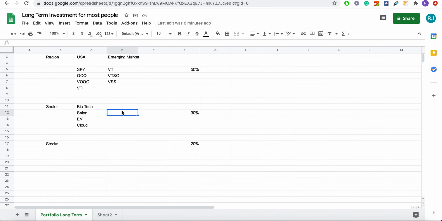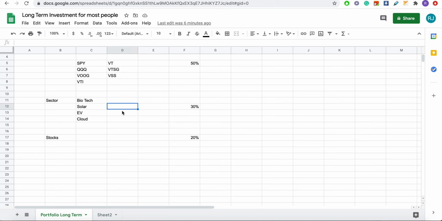Now for other things, like 30%, I think you can put in sector ETFs which you think are going to do well. Right now, if you think solar is doing extremely well, EV is doing well, cloud is doing really good, and biotech is doing really well. Similarly, weed is doing really well. So you can actually buy those ETFs.